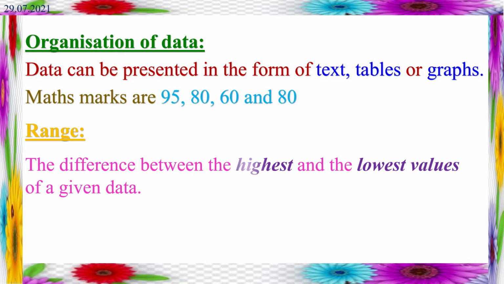Next, range. The difference between the highest and the lowest values of the given data. We have to find the difference between highest and lowest of the given data. Here data is 95, 80, 60 and 80. So range is equal to the highest value, which is 95, and the lowest value, which is 60. So we have to subtract 60 from 95, which is equal to 35. Therefore, the range is 35.